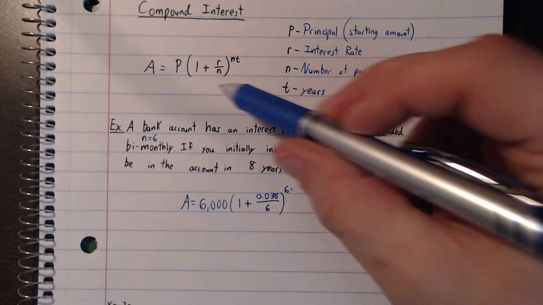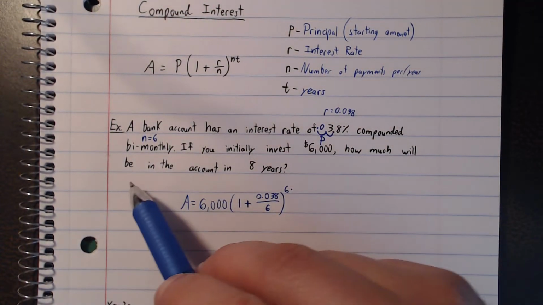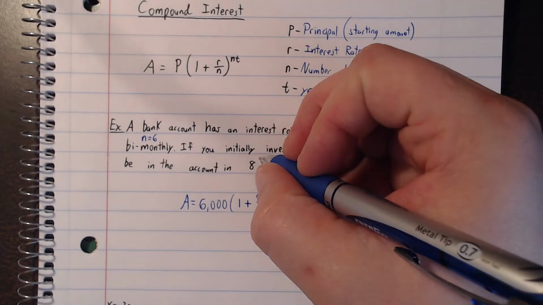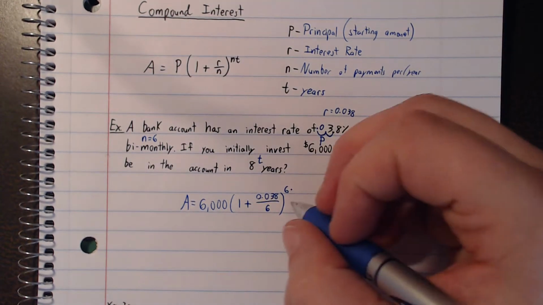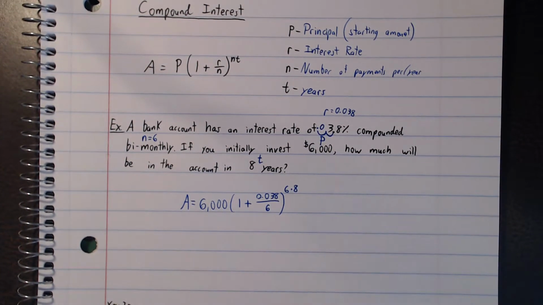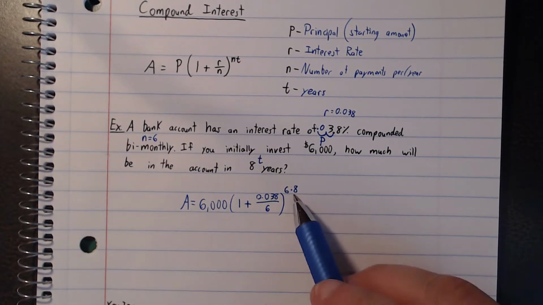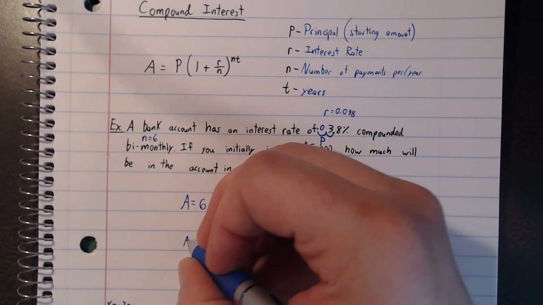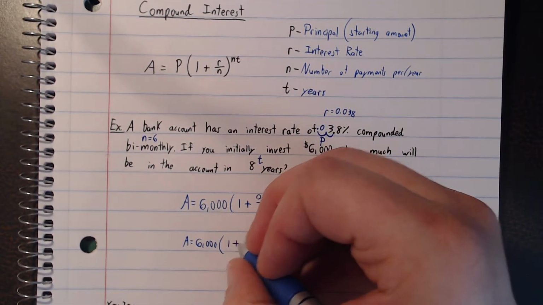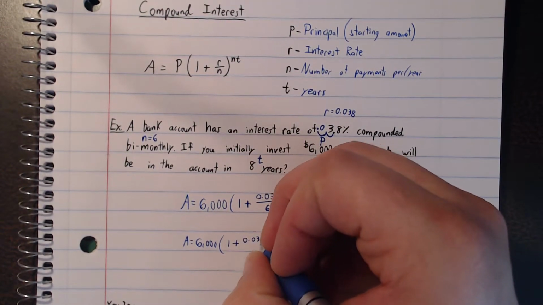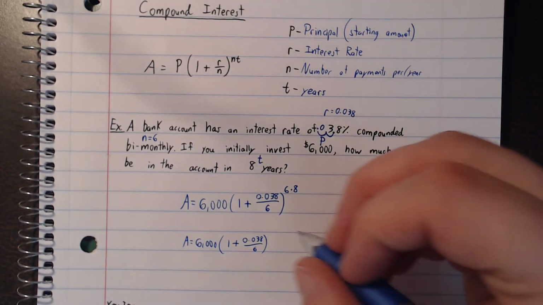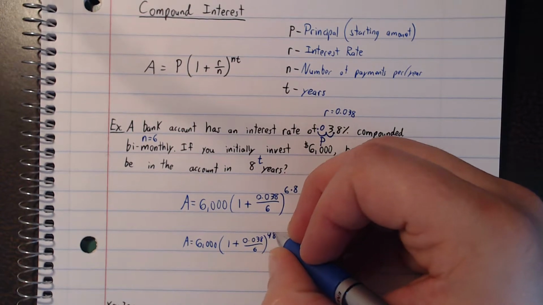And we need a t value, right? Because it says times t. So they tell us down here in this problem how much will be in the account in 8 years. 8 years would be our t value. So we're doing times 8. I'm just going to clean this up a little bit. All right, we got 6,000 times 1 plus 0.038 over 6. 6 times 8, that's going to give us a power of 48.